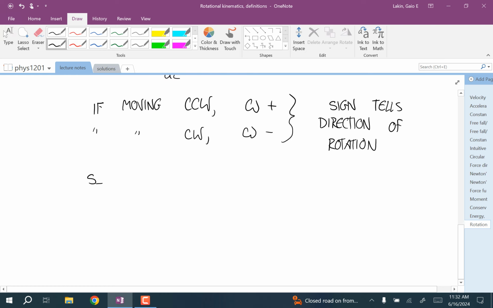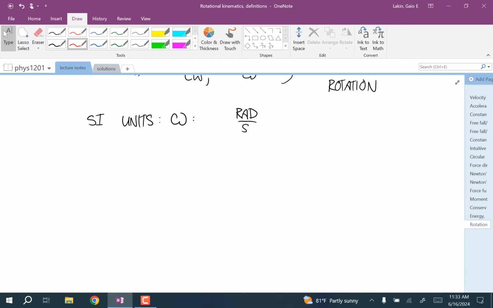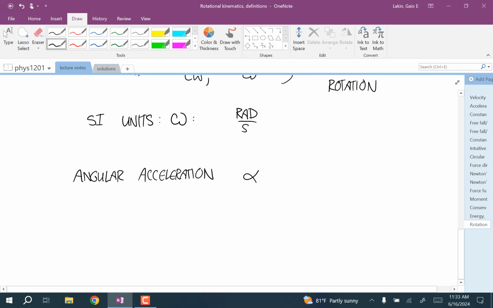The SI units for angular velocity are radians per second. The last definition I'm going to give you right now is angular acceleration. We're going to denote that with the Greek letter alpha. Looks like a goldfish. And this tells you how quickly the angular velocity is changing.